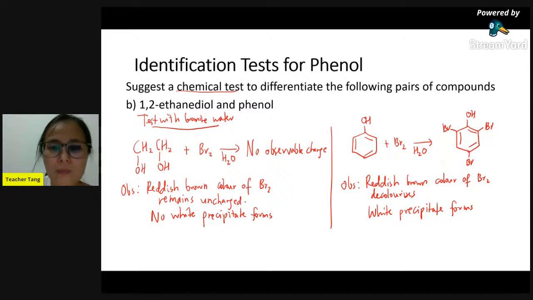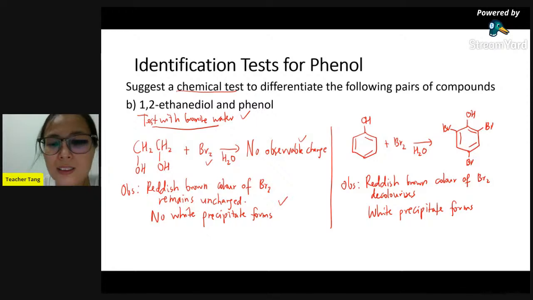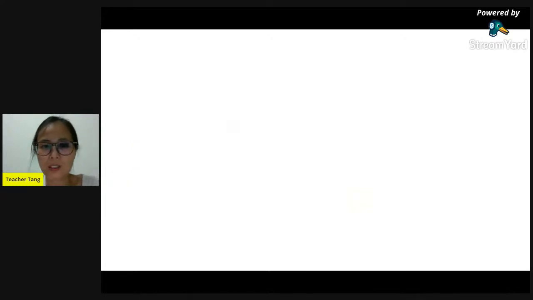And again, we check. A chemical test must have the chemical test name, reagent, equation, observation. Chemical test name, reagent, equation, observation. Yeah, then we get full marks. So summary: what have you learned tonight?